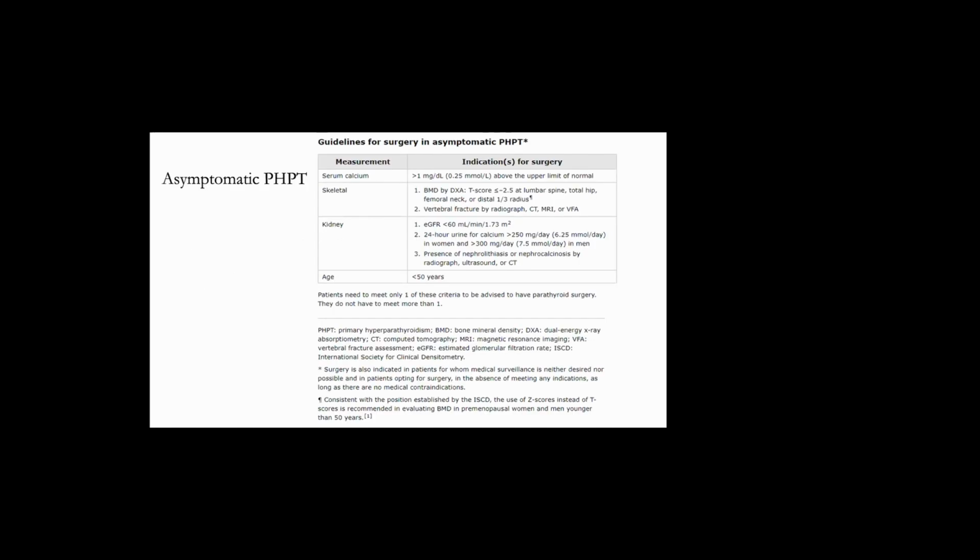There's something called asymptomatic PHPT, where everything fits into PHPT, hypercalcemia, hyperparathyroidism, but the patient is totally asymptomatic. So here there are a few indications for surgery, like if the calcium is more than 1 milligram per deciliter above normal, or if there is a high risk for fractures in the vertebra, and BMD score is less than minus 2.5 at the lumbar spine or hip, or the age is less than 50, the patient is young, or if there is kidney disease that is going to get affected.